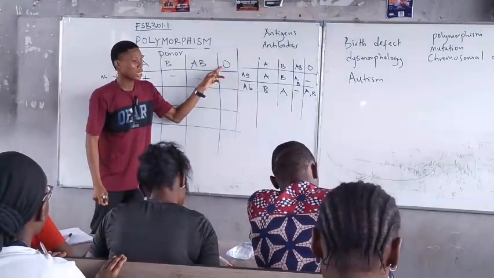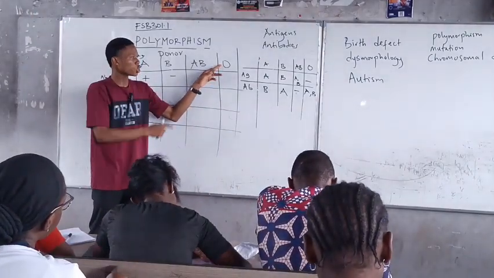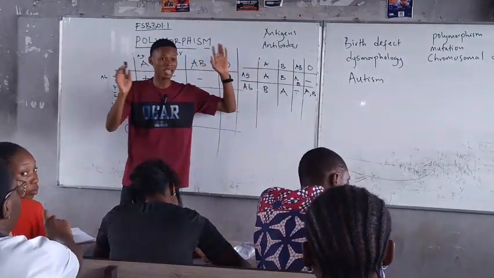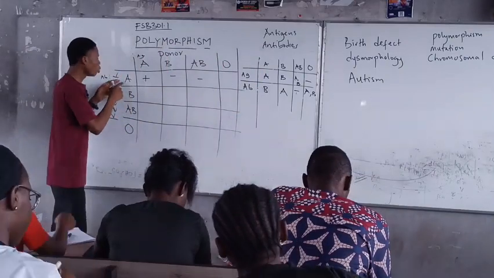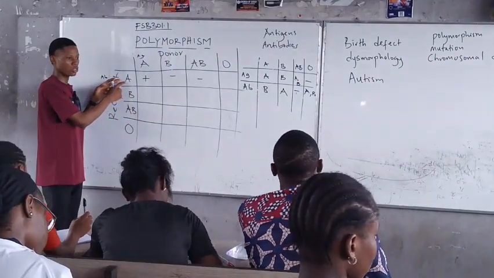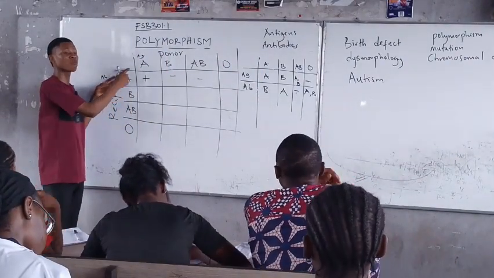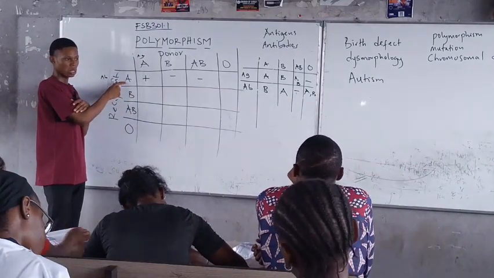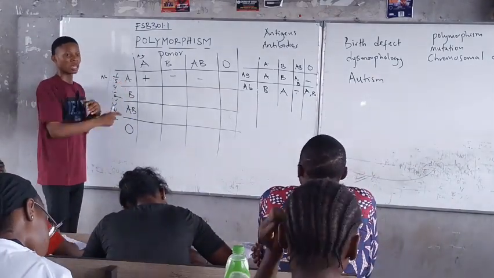Now, this is blood group O, right? What antigen do we have here? There is no antigen, right? Good. Look at this one here. What antigen do we have here? Antigen A, right? The name of the blood group is the antigen. What antibody do we have here? Antibody B, right? Antibody B.